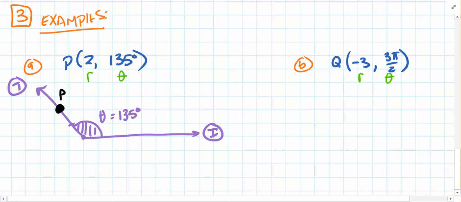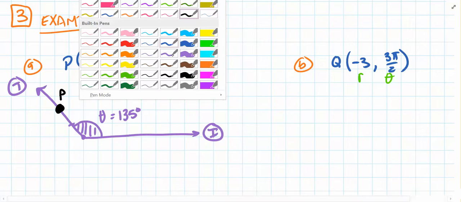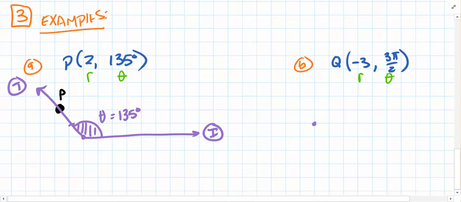Let's do example B. It says -3, 3 pi over 2. All right, well, I'll do it also in purple. So start with the pole. Here's the pole. Give me the positive, the polar axis. 3 pi over 2. Where's 3 pi over 2, guys?